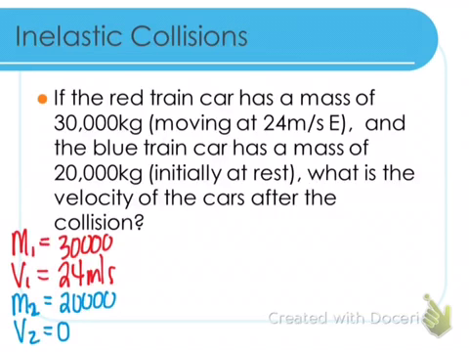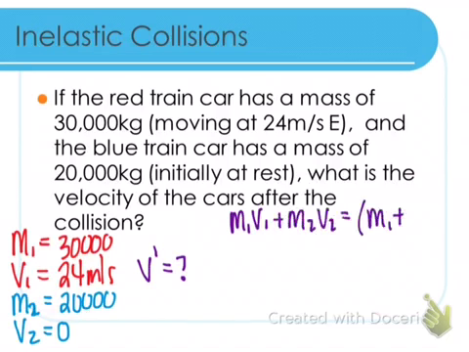After the collision, we want to solve for these two objects. What's their velocity, right? We're looking at v prime, the velocity of that single object after they've collided and stuck together. So we're going to use our inelastic equation, which is m1 v1 plus m2 v2 equals m1 plus m2 times v prime. We've only got one final velocity, because there's only one object moving after collision.